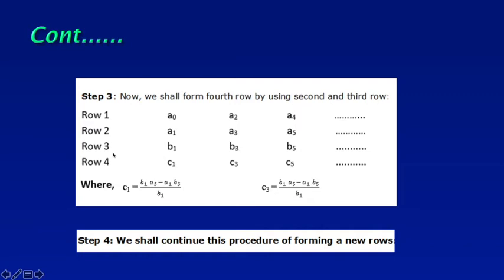Now, we create a fourth row using these two rows. That means C1 equals B1 times A3 minus A1 times B3, divided by B1. And C3 equals B1 times A5 minus A1 times B5, divided by B1. Step 4. We shall continue this procedure of forming new rows.